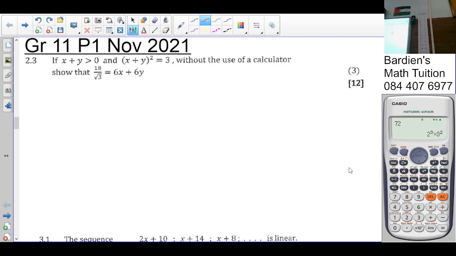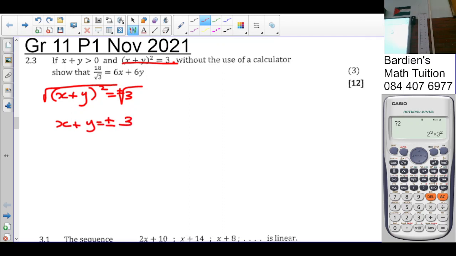So firstly we know that we can apply the square root. So x plus y squared is equal to 3. If I introduce the square root, what must I not forget? Plus minus. Can you see that? So x plus y is equal to plus minus root 3. But what did they tell us about x plus y? It has to be positive. Yes, x plus y must be positive. So I say x plus y has to be equal to root 3.